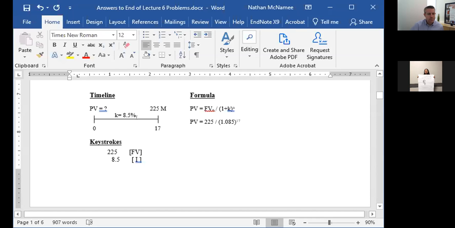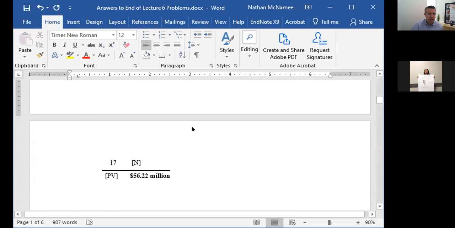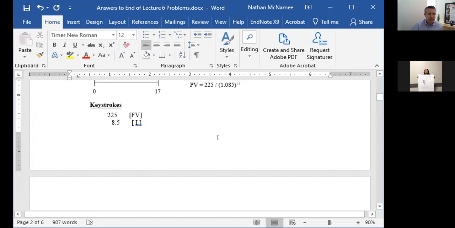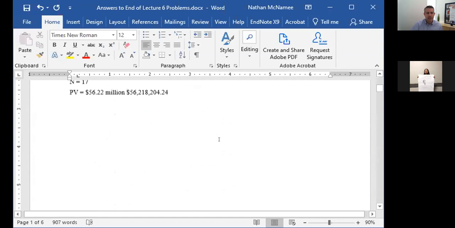The answers. So here they drew a timeline, very simple timeline. We're trying to figure out what the present value is, and we know it's 225. So $56.22 million is the present value. Okay, any questions on how we got to that?